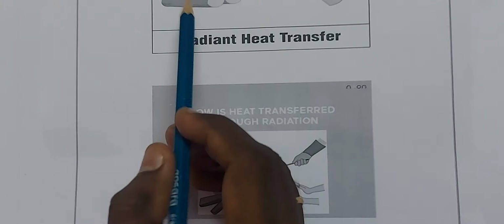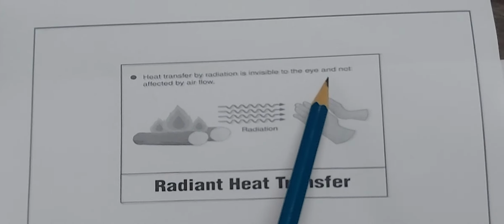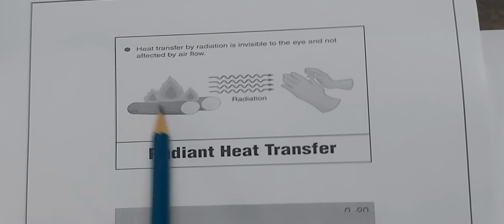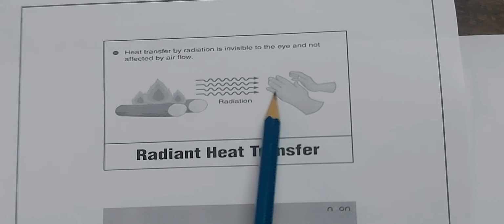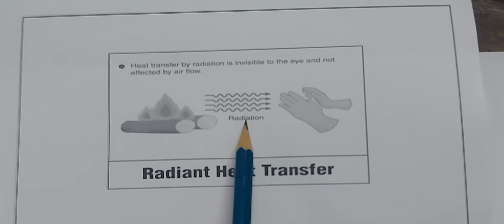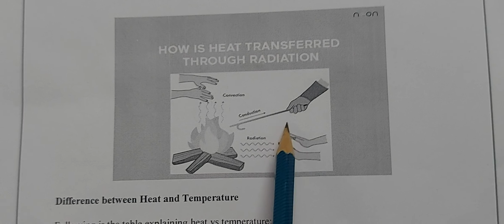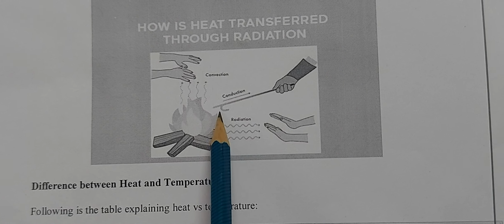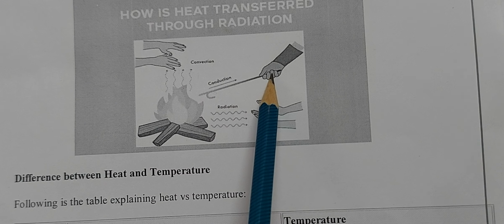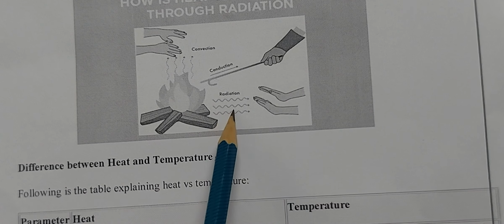So here we see that the wood is burning. The heat is transferred by radiation, is invisible to the eye and not affected by the airflow. Here if the wood is burning, if you get nearer to the burning wood, we feel that heat is present in our hand. So how is it possible? By means of radiation. Radiation is also one of the methods by which heat transfer takes place. What we discussed in the first conduction, if we are heating any conducting material, we feel that heat will transfer. It is also explained in radiation.